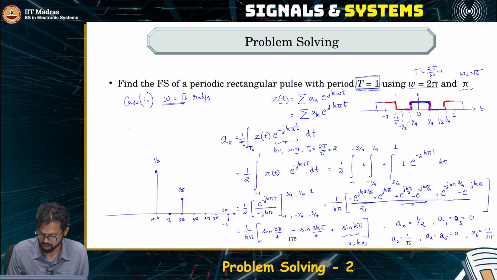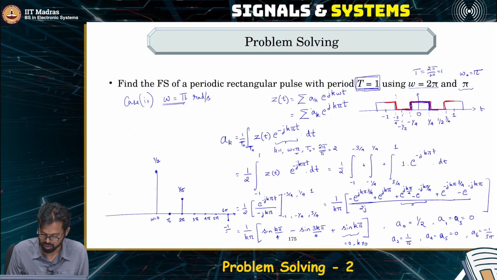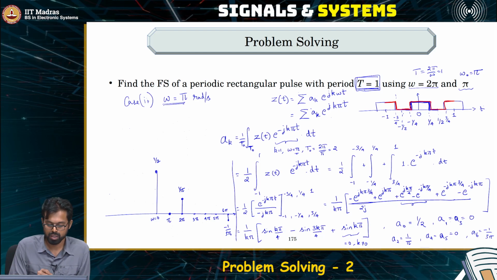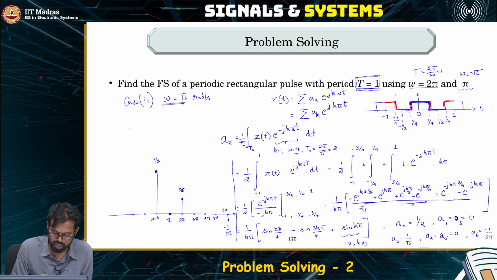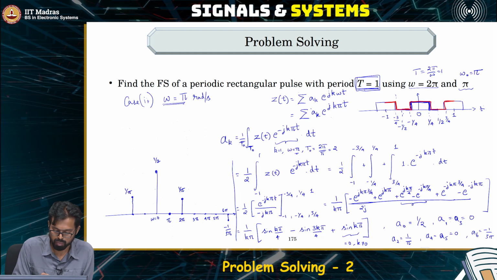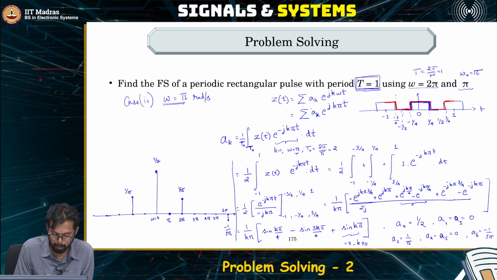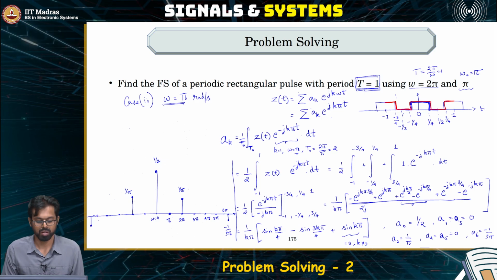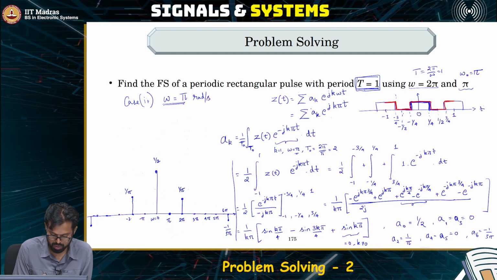minus 1 by 3 pi. The same thing gets repeated on the negative side as well. Okay. So this is what we have on the negative side as well. I will just mark things here.